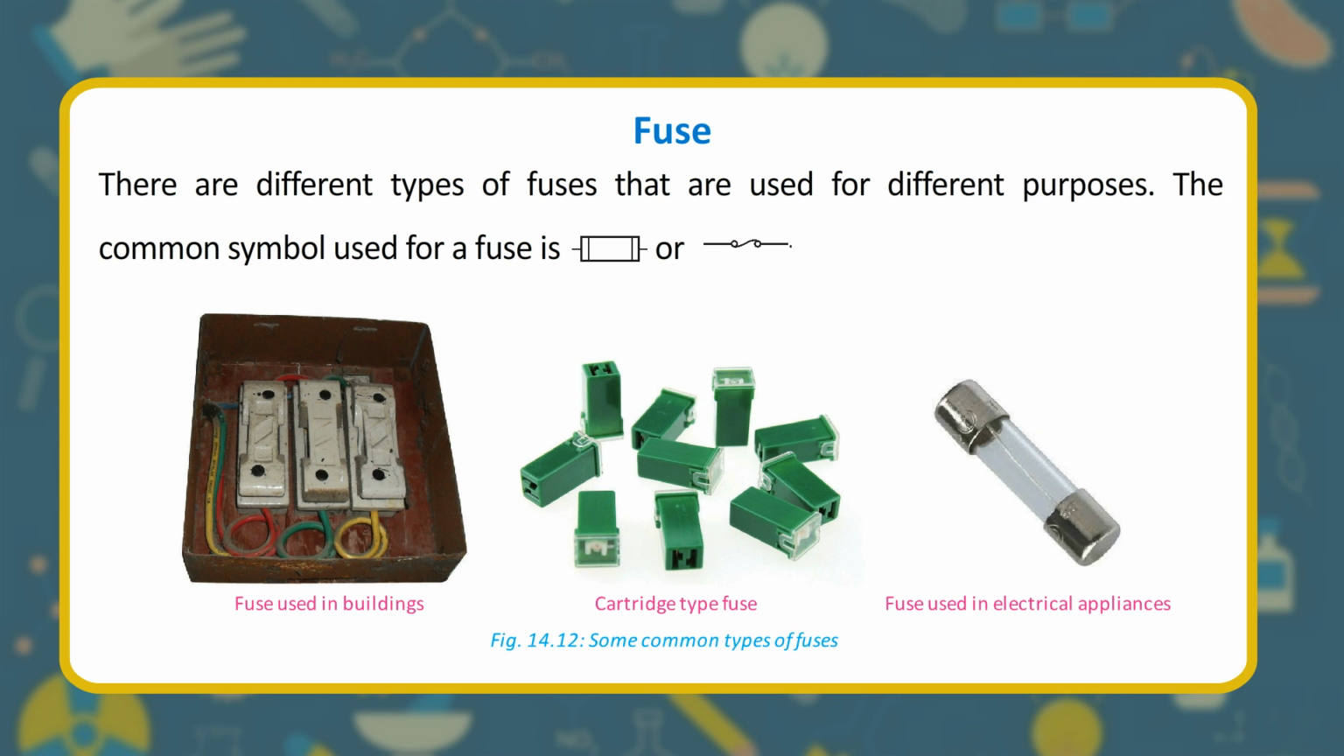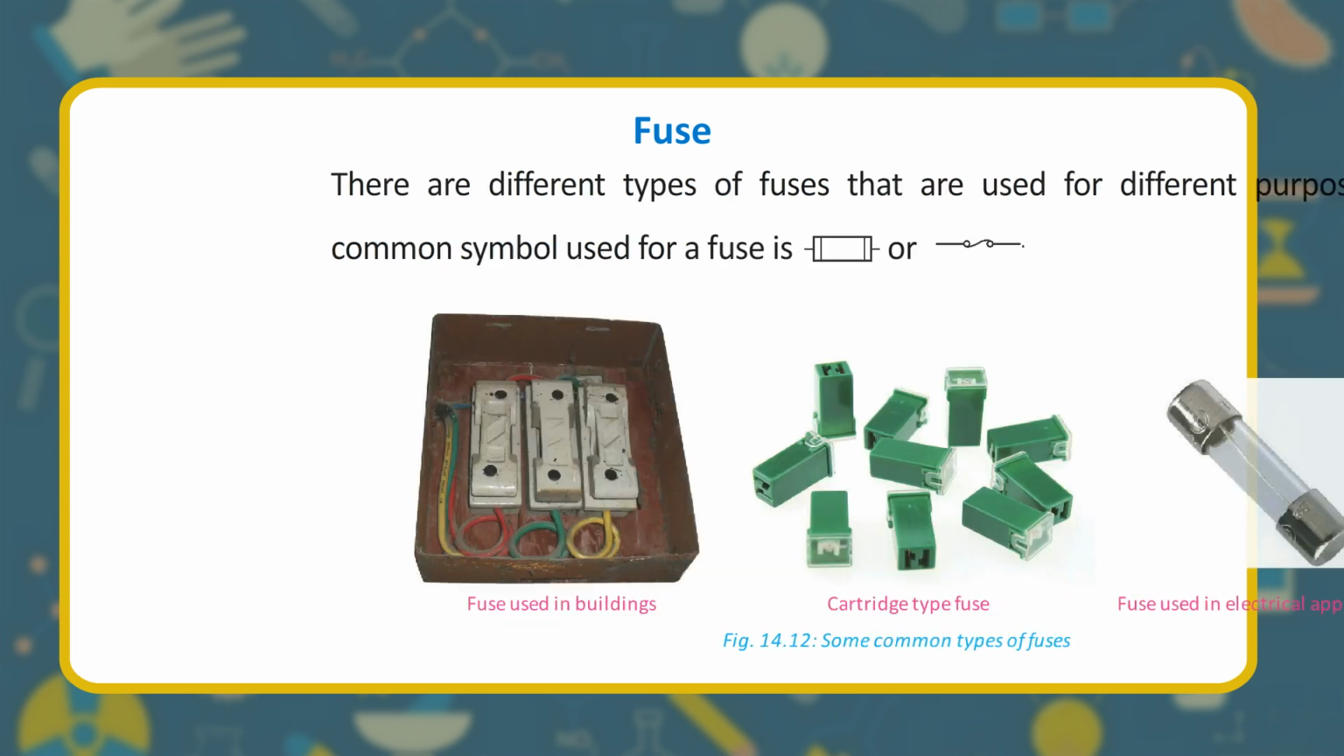There are different types of fuses that are used for different purposes. The common symbol used for a fuse is shown. Fuse used in buildings. Cartridge type fuse. Fuse used in electrical appliances.